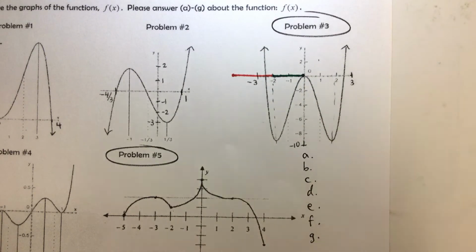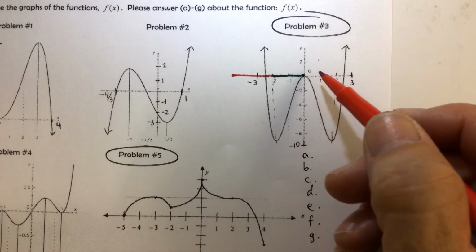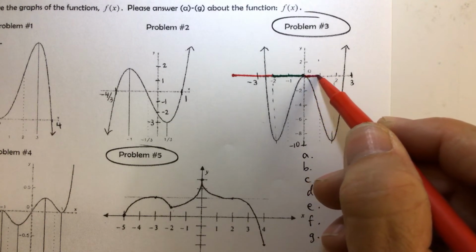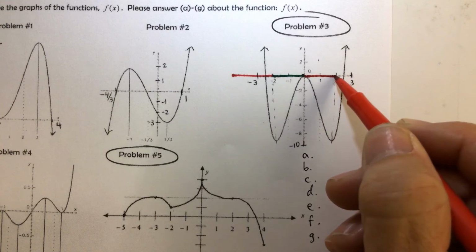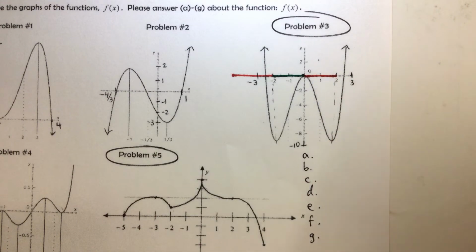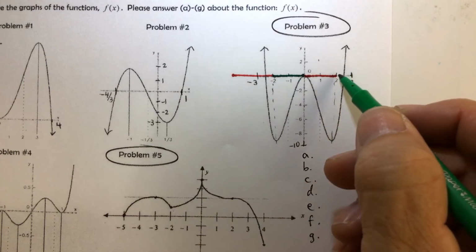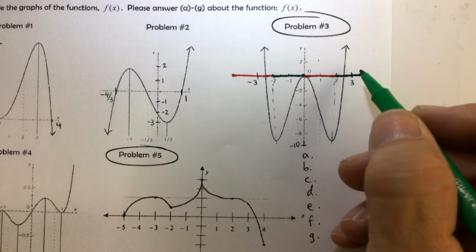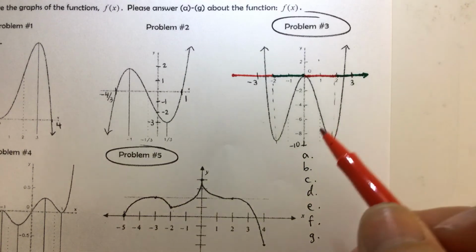And then again, once we get to 0, the y values start decreasing again. The y values are decreasing on that interval. And then as soon as we get to 2, the y values start increasing again, and they increase forever. So then how do we write these intervals?